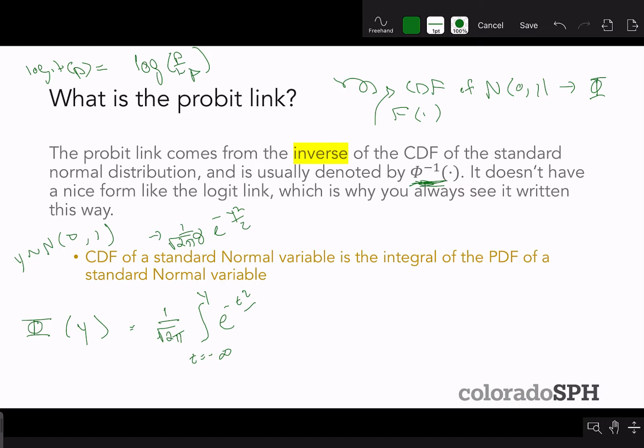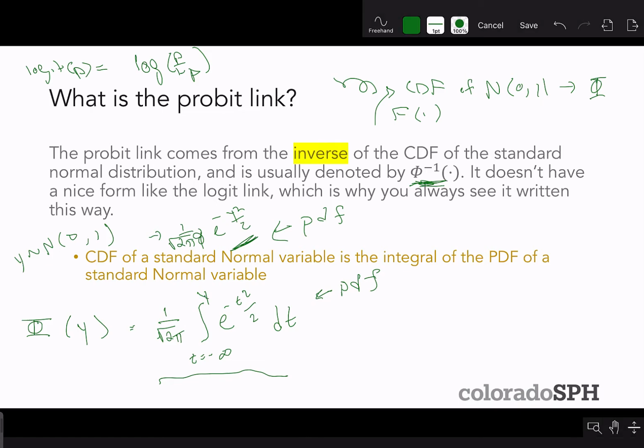Sorry, let me say that again. You have the CDF here, and that's the PDF. You get the CDF by integrating the PDF. And all I really want to point out with this is that it's not a simple equation in terms of y.